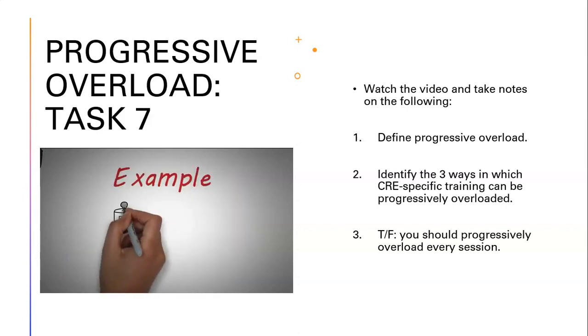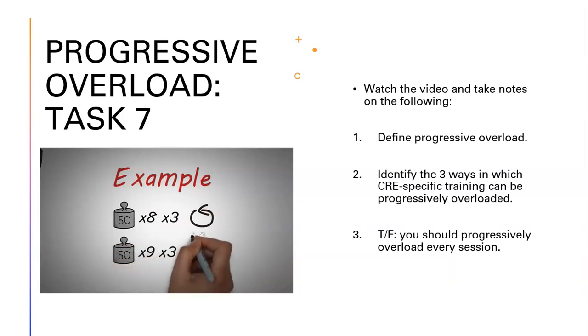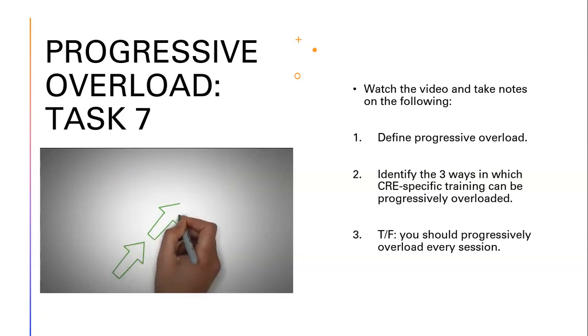For example, if you use 50 kilograms on an exercise for 3 sets of 8 reps over and over every workout, your body has no reason to adapt, so it's not going to grow. If you start upping the stimulus and do 9 reps instead, your body has a reason to grow. It's going to adapt to the new stimulus.